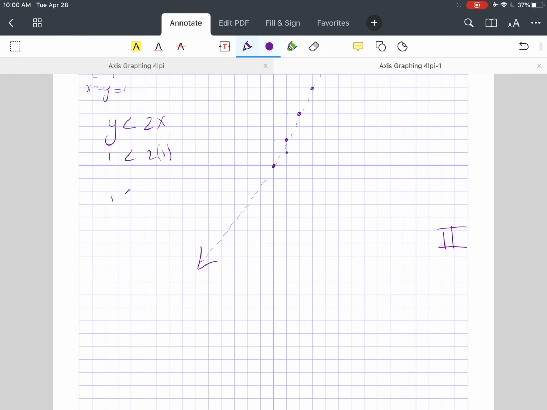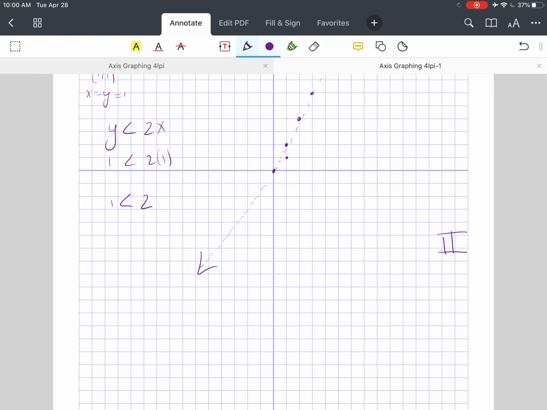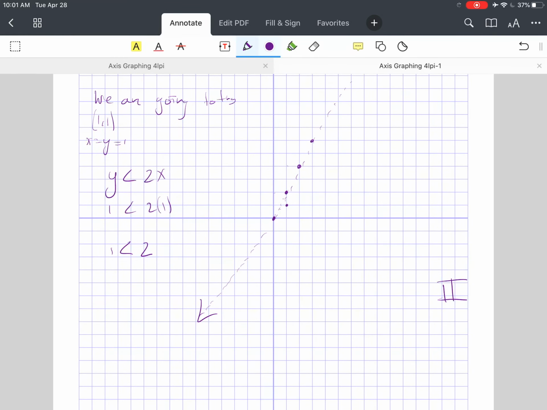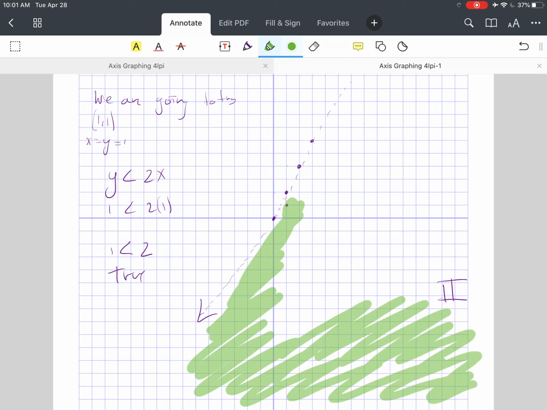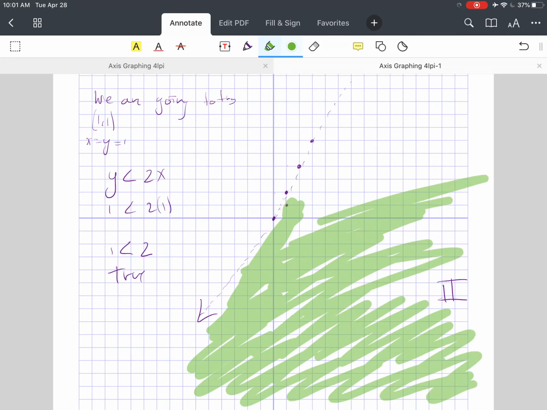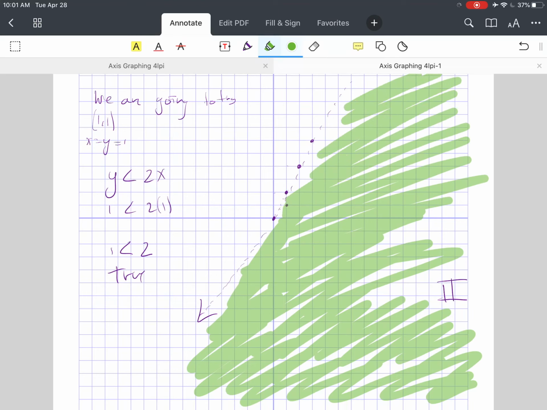So we're going to write the inequality. y is less than 2x. You're going to plug in the numbers. And you get 1 is less than 2. Is that true or false? That's a true statement. What this means is that's a solution. And in fact, all of these points are solutions. All of these points.